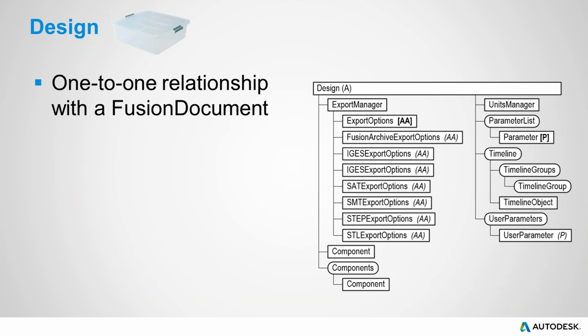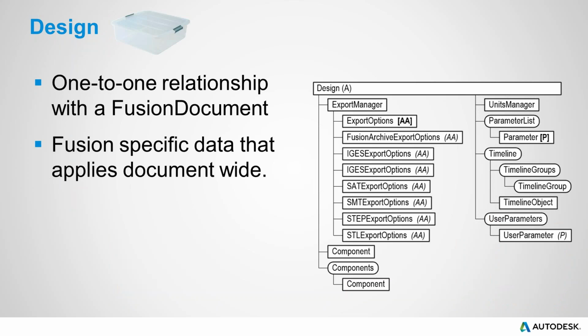All right, so let's look in a little more detail at the design. With design, there's always one and only one. So there's a one-to-one relationship between the design data and a Fusion document. And the design object just has Fusion-specific data that applies to the whole document.